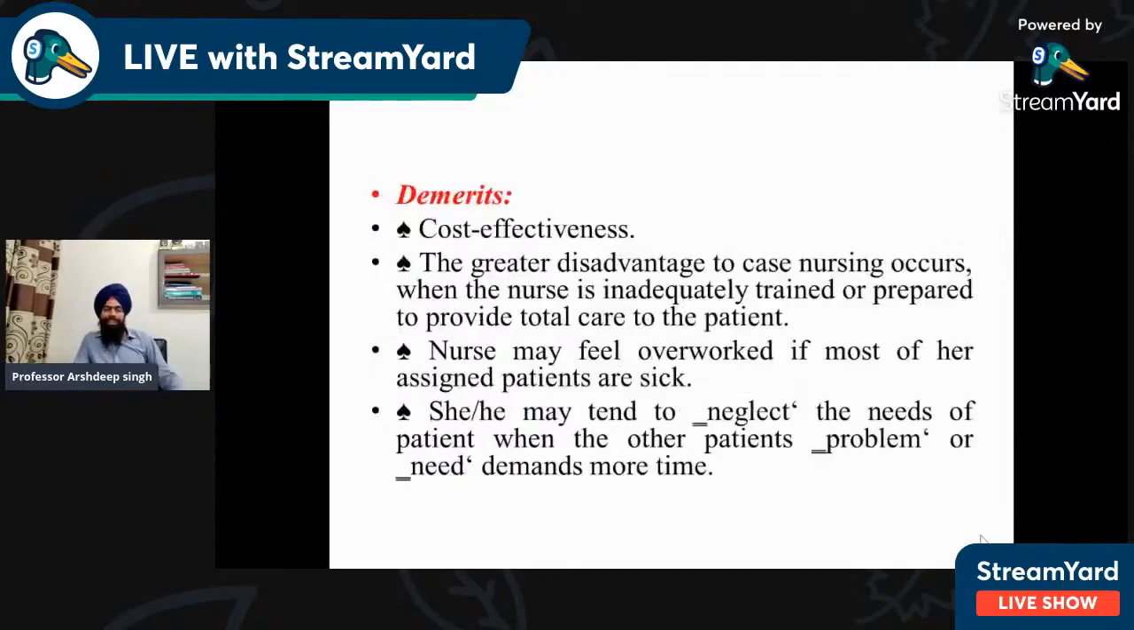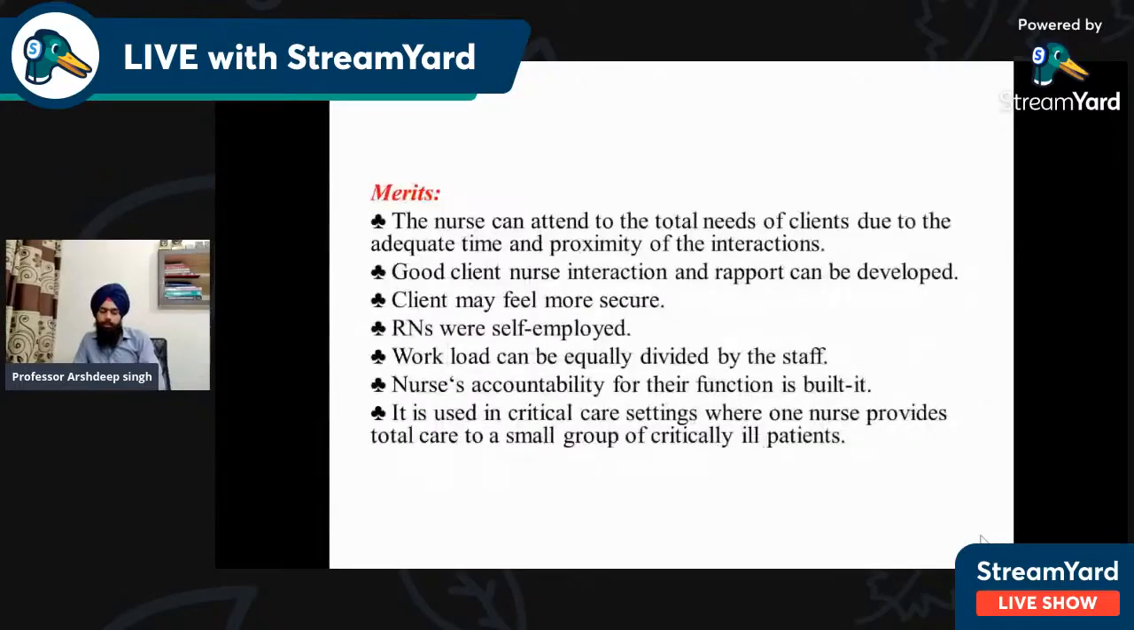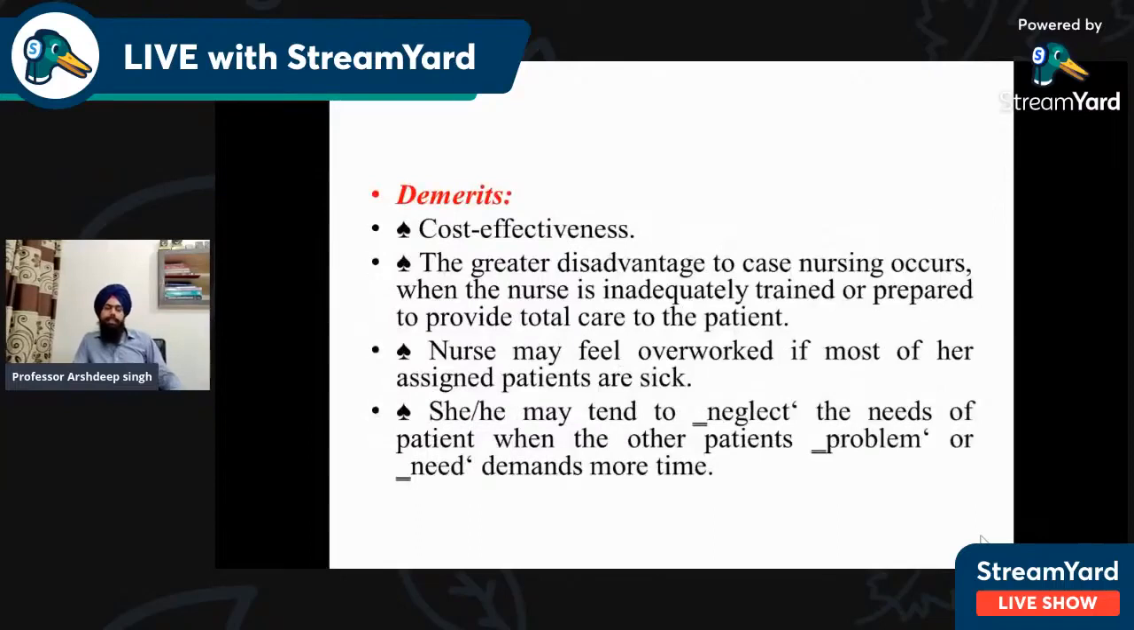Next are some of the demerits of this method. First, it involves cost effectiveness issues, because critically ill patients need different types of services and we need highly trained staff for these. Second, the greater disadvantage to care occurs when the nurse is inadequately trained or prepared to provide total care of the patient. That is what I actually said: for this type of method, we need only trained nurses.